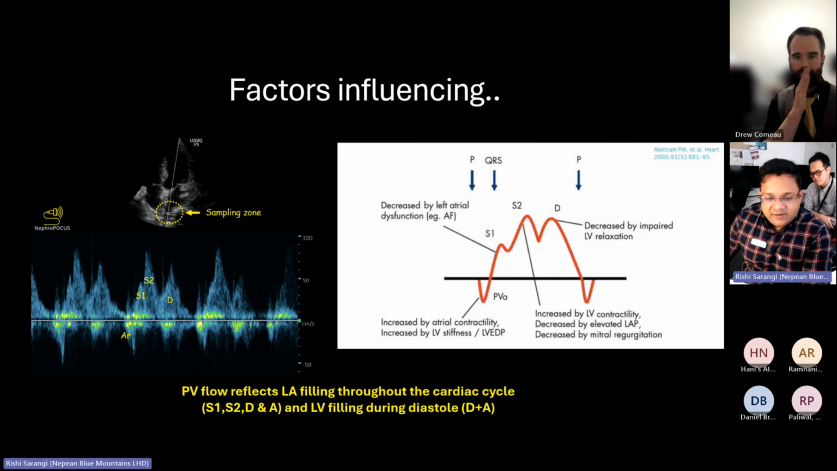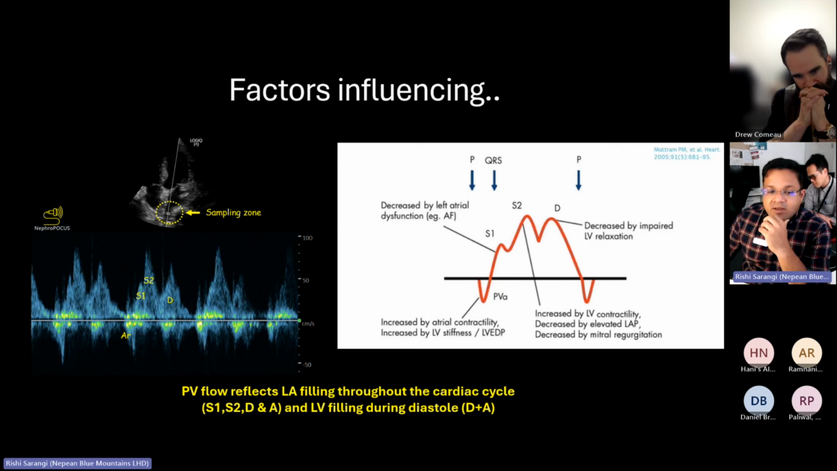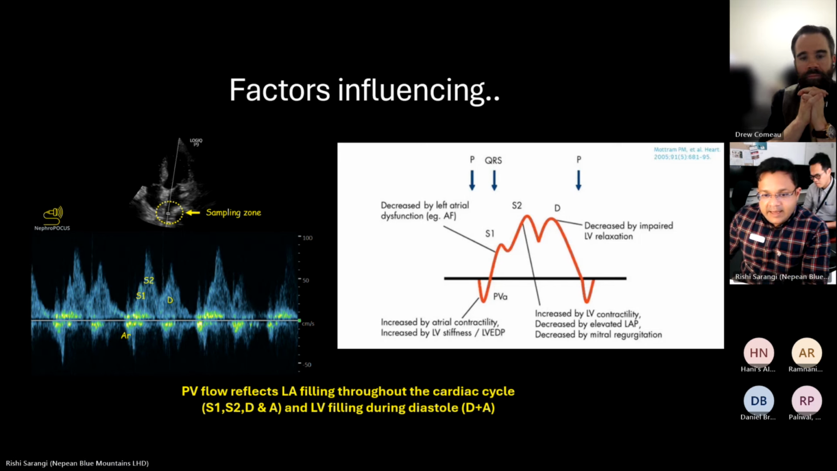So what are the factors influencing the various waveforms which we have seen? The S1 corresponds to the early filling phase of the left atrium, and it is decreased by left atrial dysfunction. The S2 waveform is increased when there is increased contractility of the LV, for example using inotropes. It is decreased, however, when the left atrial pressures increase, and also suppressed by mitral regurgitation. The D waveform is decreased by impaired relaxation, which is a marker of diastolic dysfunction. The atrial reversal waveform is increased when there is increased contractility of the left atrium, but when the left atrium becomes dilated and stiff, this wave disappears or becomes less.